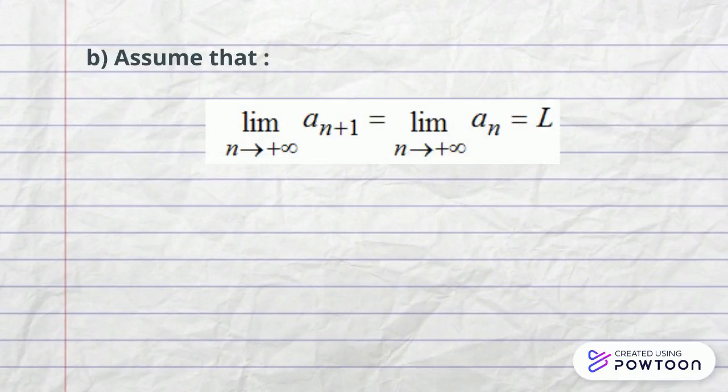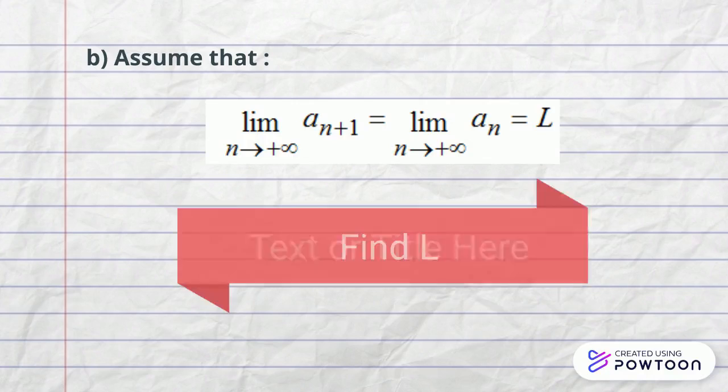Assume that the limit of the n plus 1 term as n approaches positive infinity is equal to the limit of the n term as n approaches positive infinity and equal to L. So find the value of L.